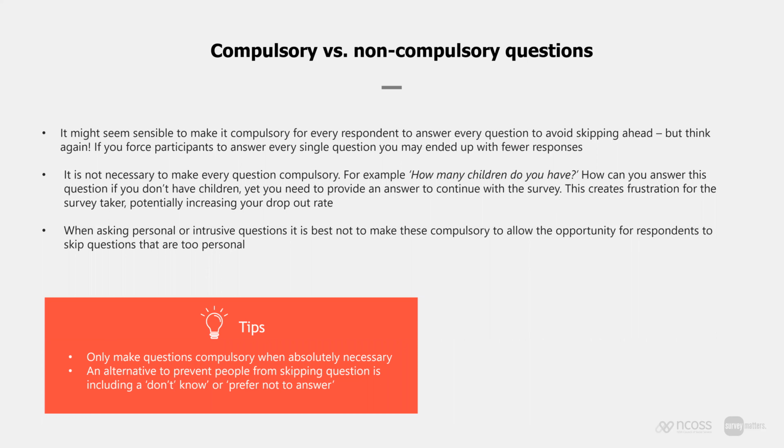If you do decide to make all the questions compulsory, what I would suggest is it's always a good idea to add a don't know or a prefer not to answer option. And that prevents them dropping out because it gives respondents something they can select and then move on.